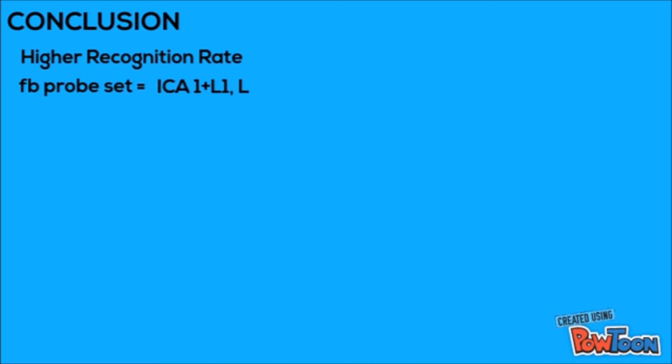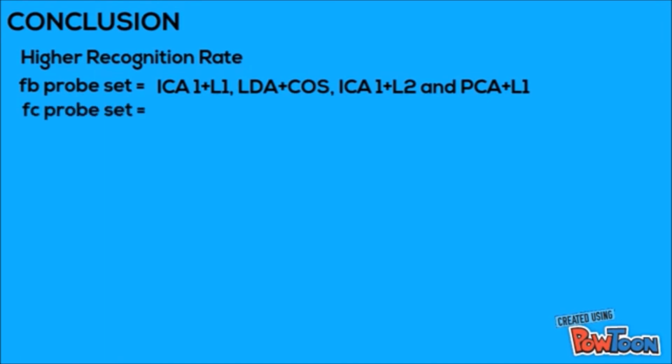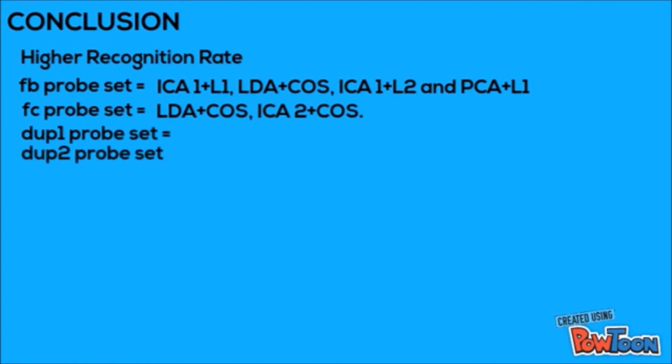The last scene is the conclusion. For the FB probe set image, the combinations of ICA1 plus L1, LDA plus COS, ICA1 plus L2 and PCA plus L1 have higher recognition rates compared to other combinations. For the FC probe set image, the combinations with the highest recognition rate are LDA plus COS and ICA2 plus COS. For the DUP1 and DUP2 probe set images, the combination with the highest recognition rate is LDA plus COS.